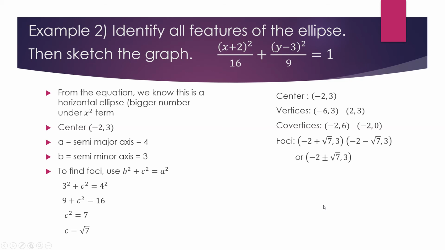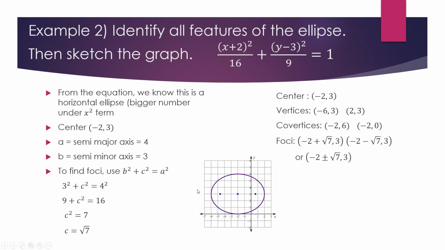And now if we want to make our graph, plot your center, plot your vertices, plot your co-vertices, and then you really can just connect them with an elliptical shape, and then make sure you plot your foci on there as well. Since square root of 7 is a little bit in between 2 and 3, since square root of 4 is 2, square root of 9 is 3, so square root of 7 is in between those. Go a little bit in between 2 and 3 spaces on either side of your center to approximate where those would be on your graph.